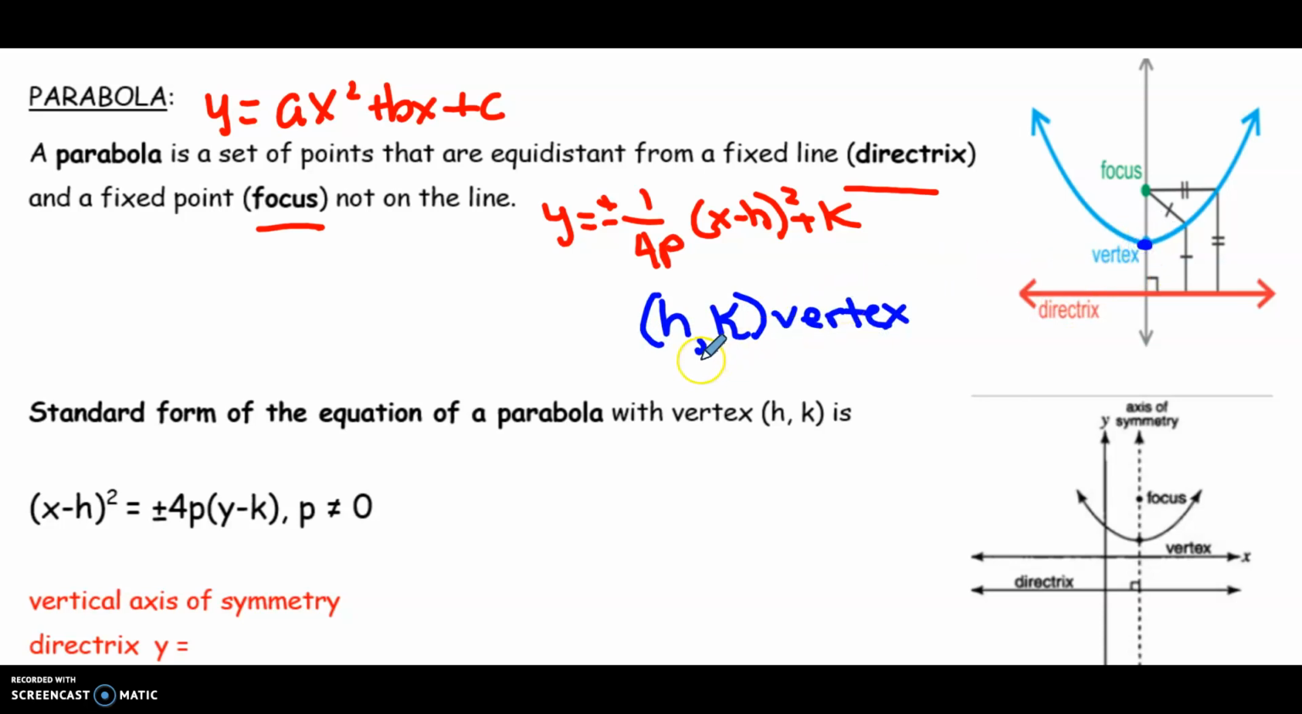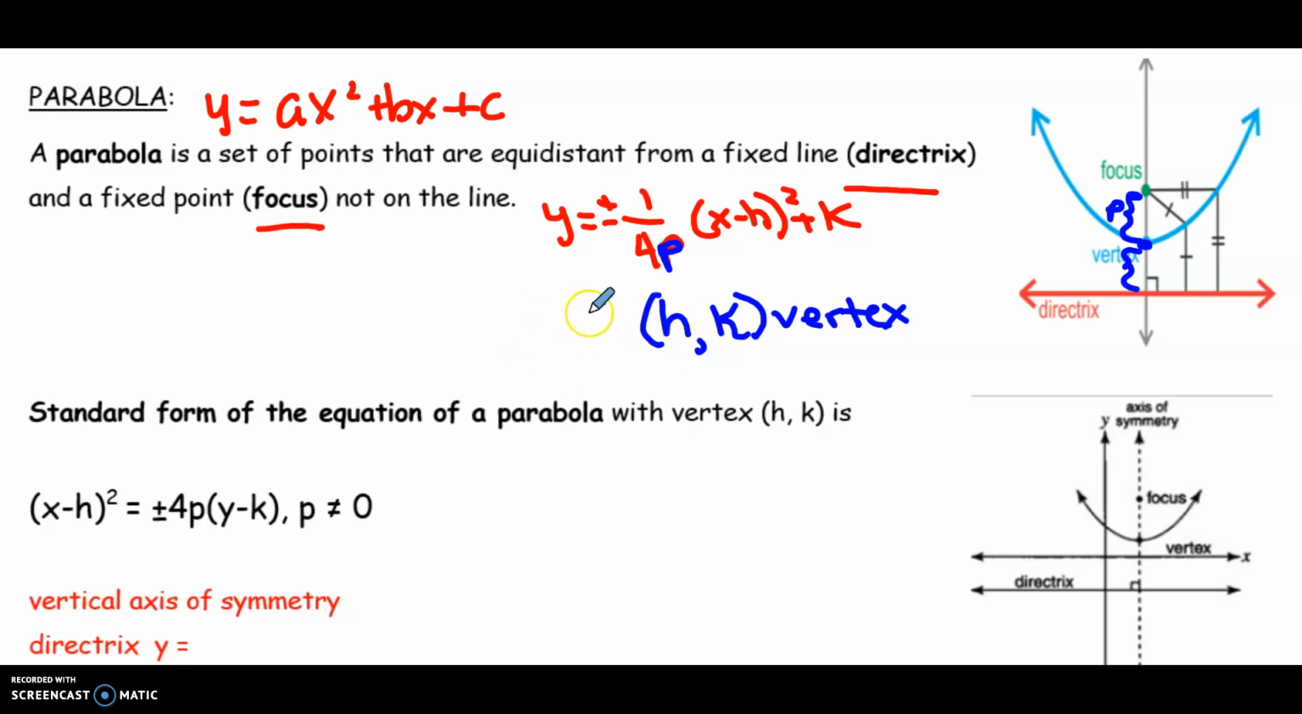All right. However, we needed to know what p was. All right, p is the distance between the focus and the vertex and/or the vertex to the directrix. So that spacing is considered our p-value.